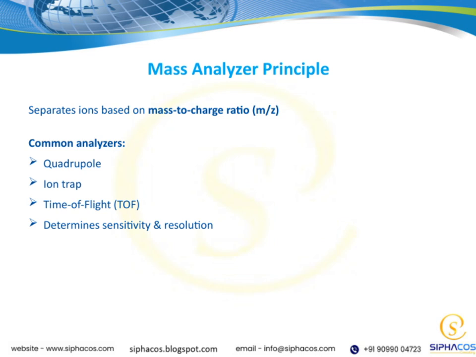It's important to note that the choice of analyzer impacts both the sensitivity and the resolution of the instrument. Sensitivity tells us how well the system can detect low-abundance ions, while resolution indicates how distinctly different ions can be separated. Understanding these factors helps us optimize the instrument for different analytical needs, which ties back to our overall goal of accurate, reliable analysis in mass spectrometry.